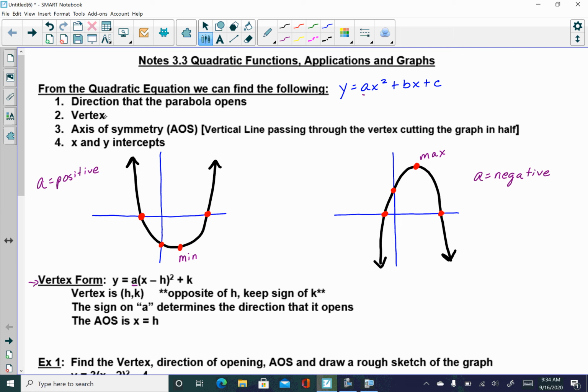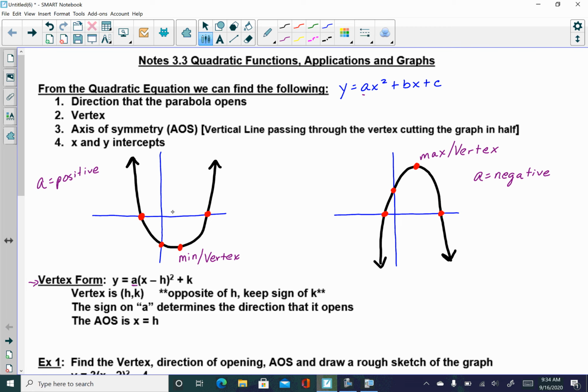Also, from your equation, if it's in vertex form, you'll just be able to pluck the vertex. If it is in standard form, you'll have to do just a small amount of work, but you'll see that on the next page to find the vertex. But the vertex essentially is this lowest point down here, so that this particular vertex down here would be referred to as your minimum. Or it's the highest point that you reach, so this one up here would be a maximum vertex. It's the lowest point or highest point on your graph.